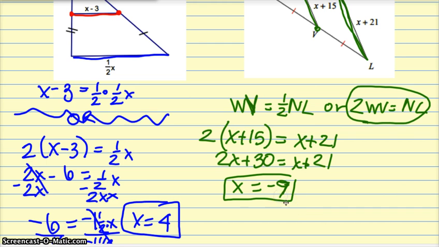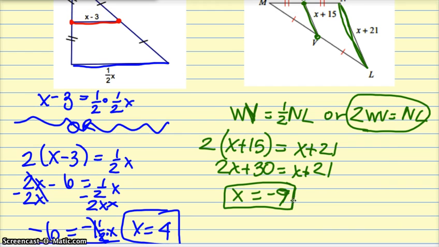Negative 9. All right, so some of you might freak out a little bit because you feel like I got a negative, x can't be a negative. Well, that's not a side length. It's telling you that the value of the variable is negative. So if x is negative 9, negative 9 plus 15 means that this length is 6. X is negative 9, then that means that this length is 12. 6 is half of 12. I'm sorry, 12 is twice 6, and 6 is half of 12. So either way, it still works out.